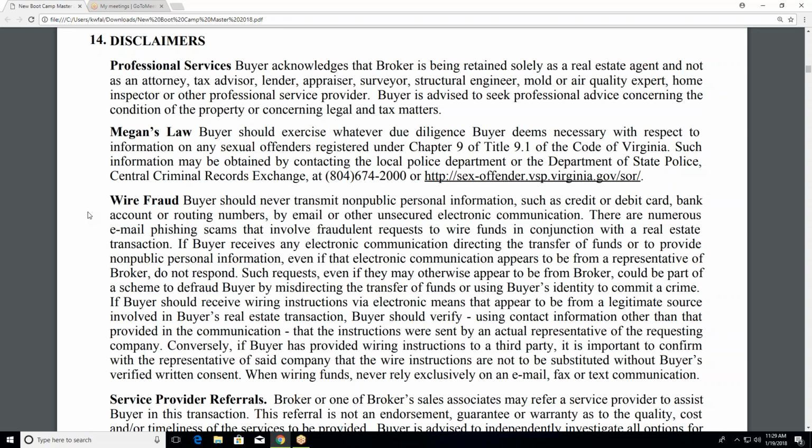Buyers should never transmit non-public personal information such as credit or debit, bank, accounting, or routing numbers by email or other unsecured electronic communication. There are numerous email phishing scams and they involve fraudulent requests to wire funds in conjunction with real estate transactions. If buyer receives any electronic communication directing the transfer of funds or asking for non-public personal information, even if that electronic communication appears to be from a representative of the broker, do not respond. Such communications, even though they may otherwise appear to be from the broker, could be part of a scheme to defraud buyer by misdirecting the funds of buyer or to use identity to commit a crime.